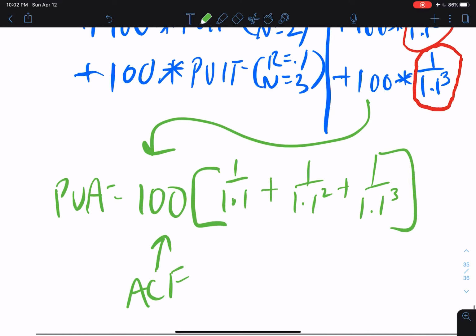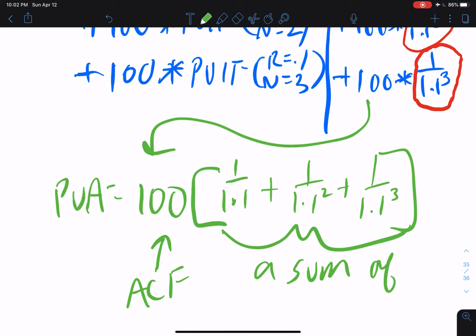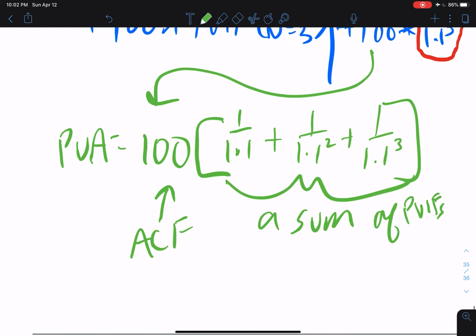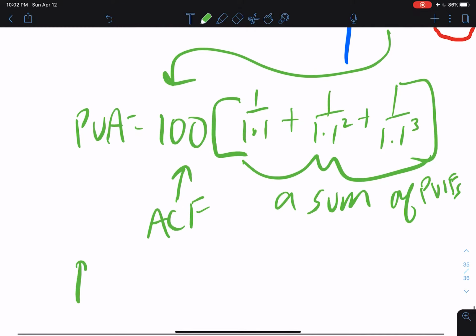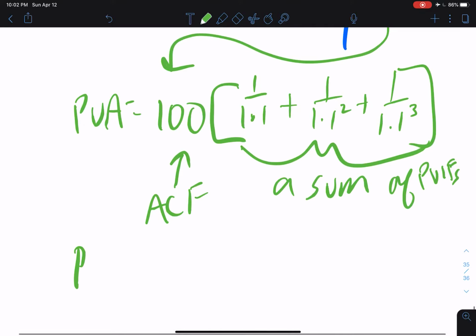And here we have a sum of PVIFs. Okay, a sum of PVIFs. Okay, and then now I can get kind of specific. Now I'm going to say we have this application formula. This is application formula number 4, by the way. I'll have a table coming up for you later.